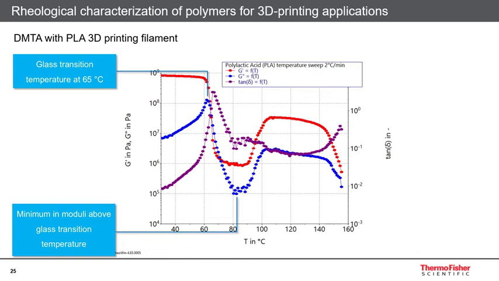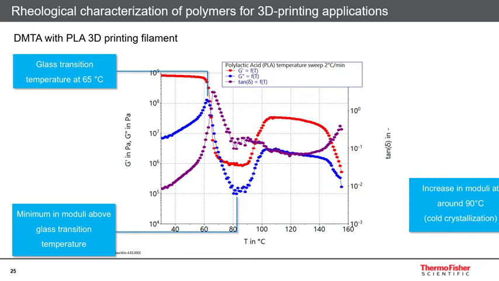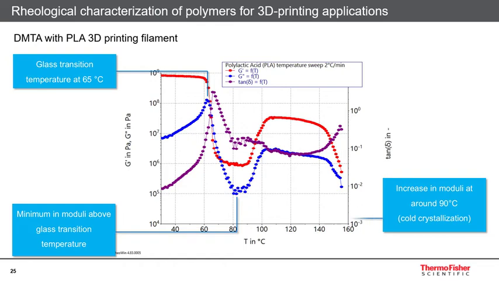At temperatures between 90 and 100 degrees centigrade, the values for both moduli started to increase again rapidly before reaching another plateau region. At temperatures above 140 degrees centigrade, the sample started to melt and both values were decreasing again. The increase in moduli between 90 and 100 degrees centigrade can be assigned to a phenomenon called cold crystallization that occurred above the glass transition and below the melting point.